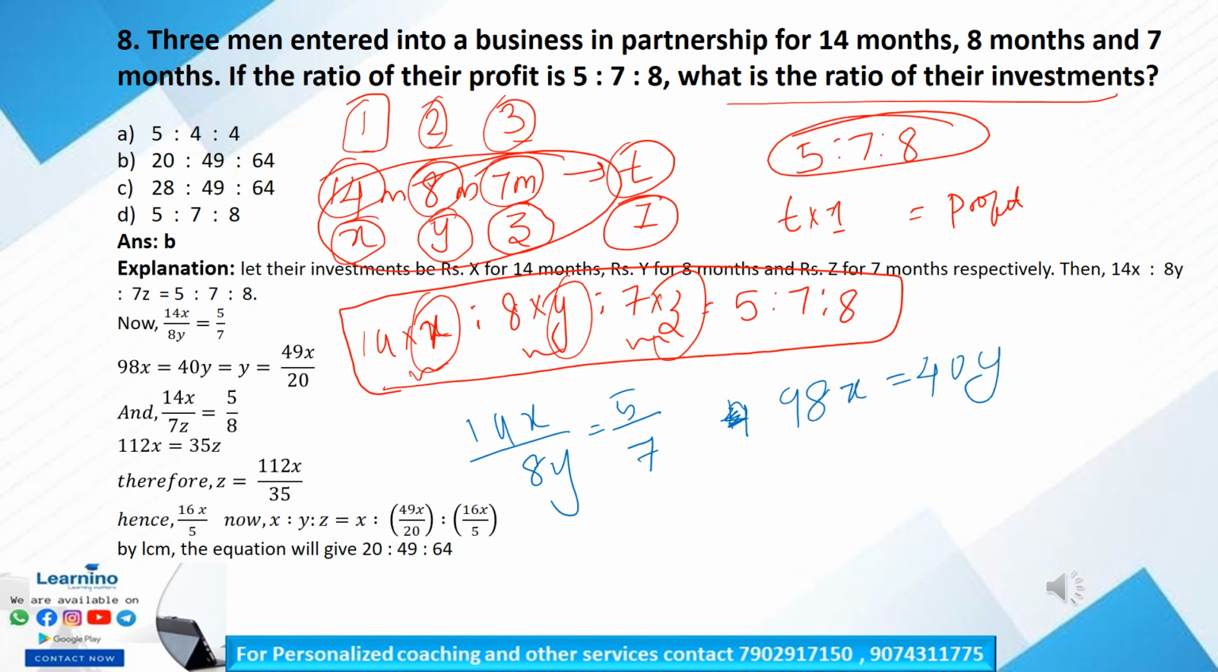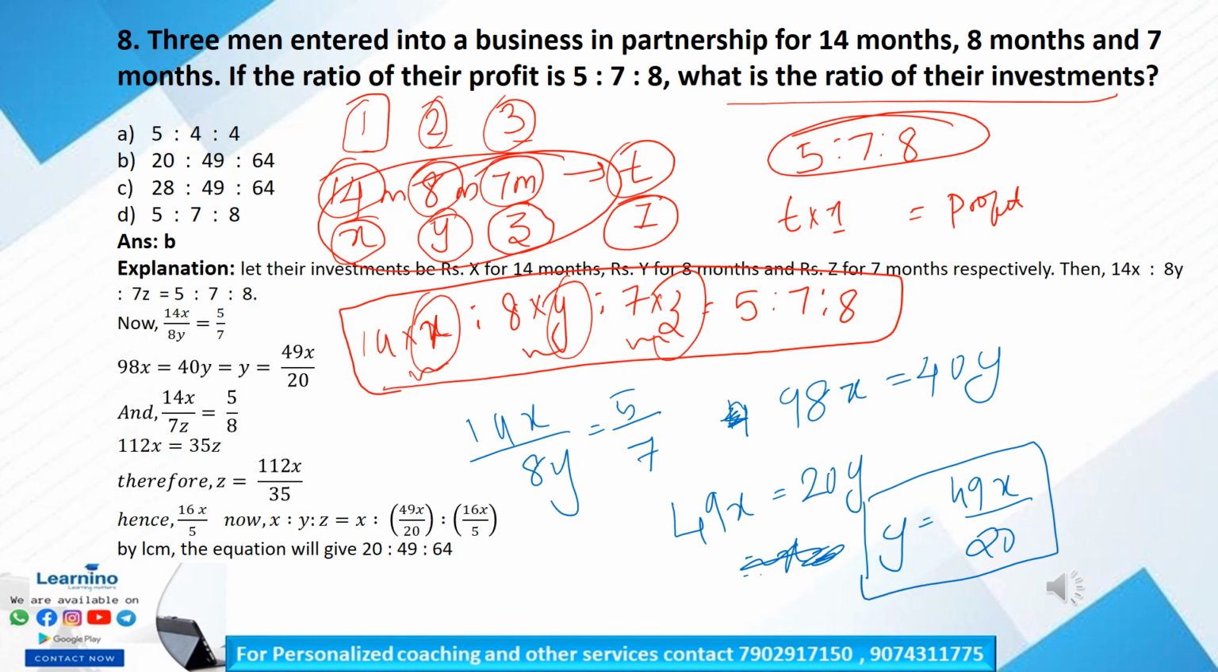Okay, so by cancelling the common term 2, we will get 49x equal to 20y. Therefore, y is equal to 49x by 20. So we got the value of y as 49x by 20. Next, let us consider the first term and third term.